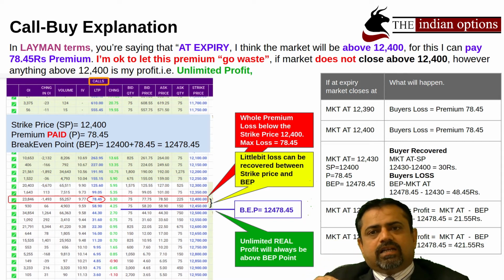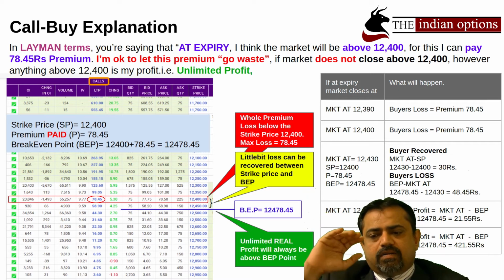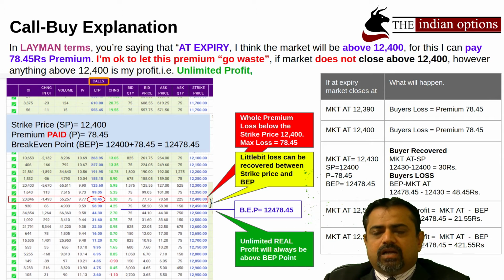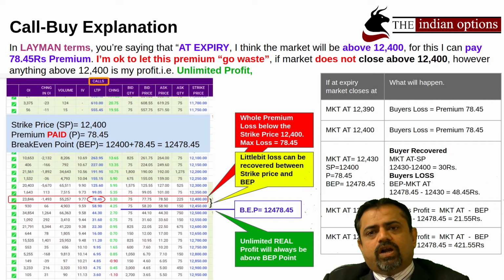Now assume that the market has really shot up and market has closed at 12,900. Now in that situation, the buyer's profit is going to be 12,900 minus the break-even point. Break-even point is 12,478 rupees and 45 paise. So his profit is going to be 421 rupees and 55 paise.